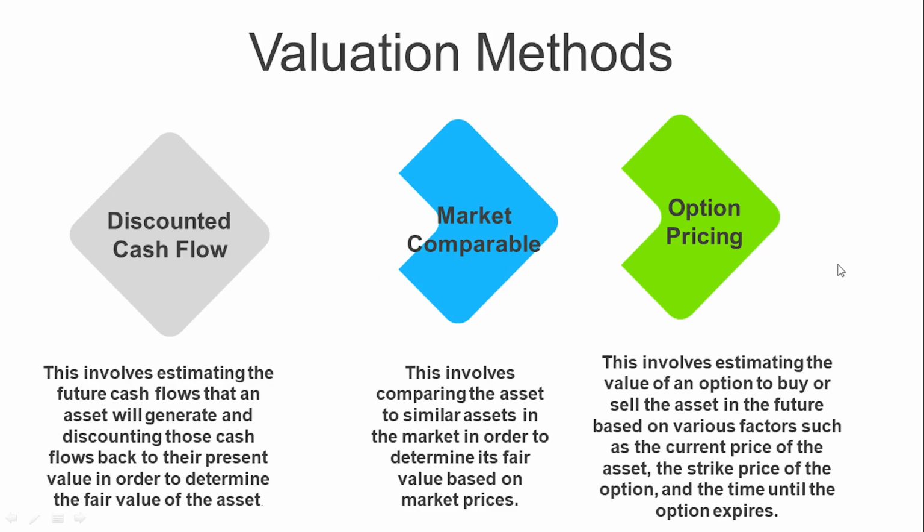Now, we are going to look at valuation methods, how we value our assets. The number one method is discounted cash flow. Discounted cash flow involves estimating future cash flows that an asset will generate and discounting those cash flows to their present value in order to determine the fair value of the assets.